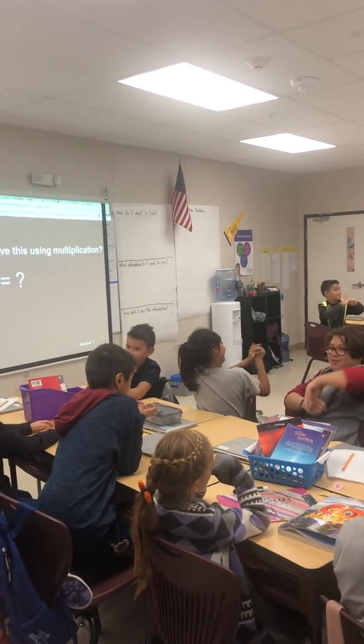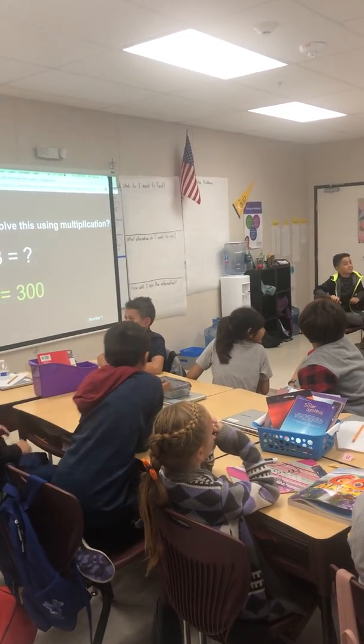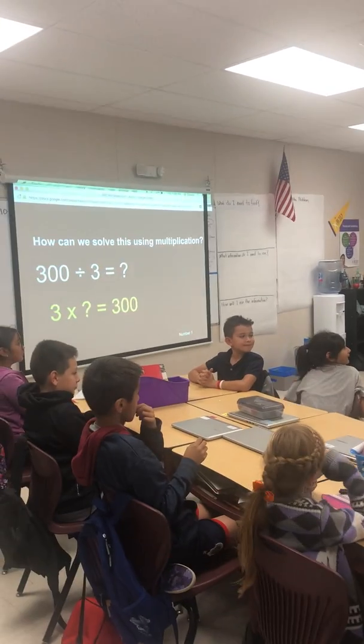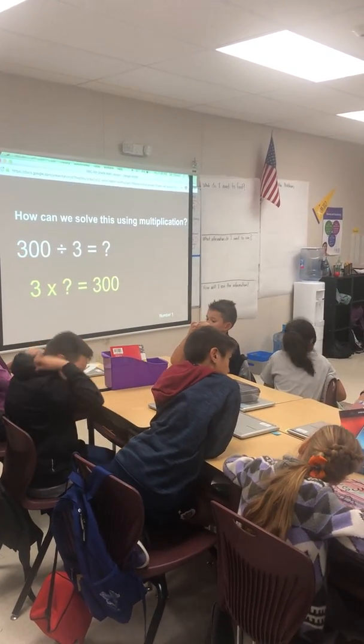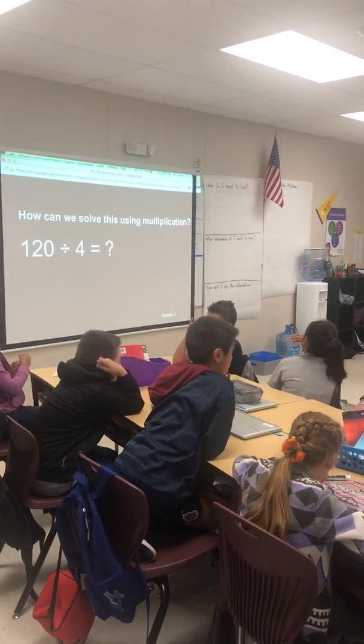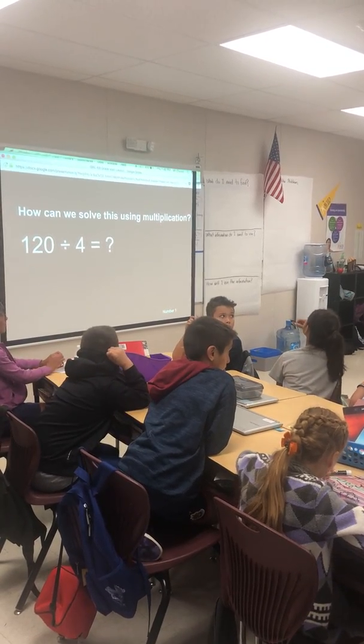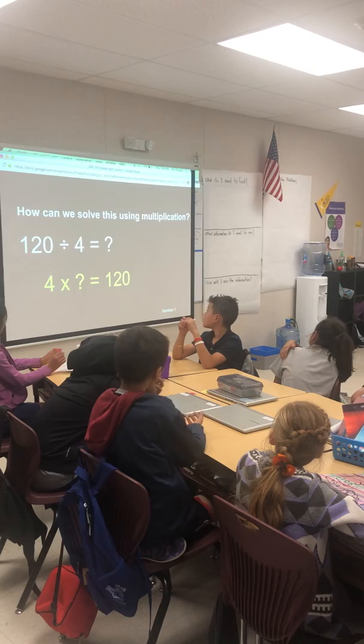Okay, so now, just like the groups discussed, 3 times something is 300, and we discussed that 3 times 100 is 300. Very nice. And we're not going to do this one in interest of time, but I know you guys can also do that one, right?